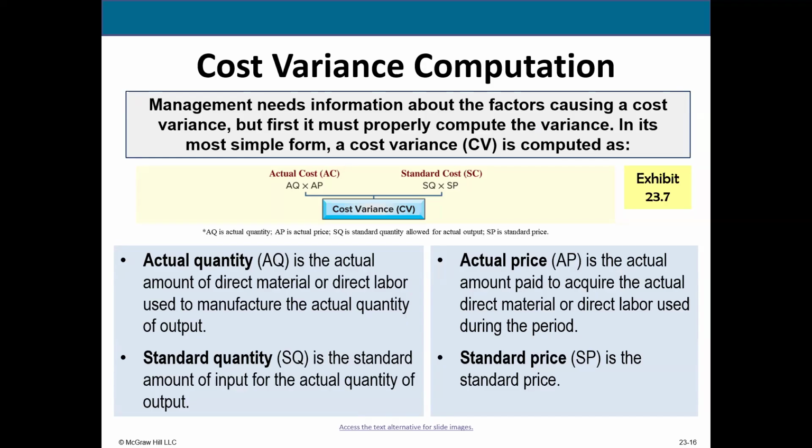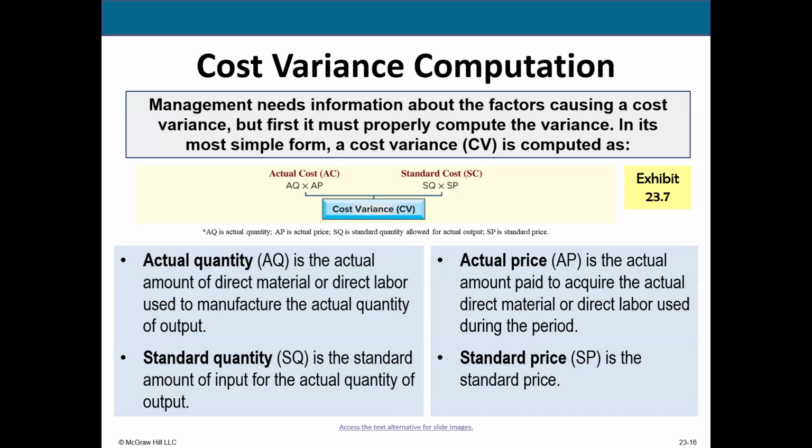So the first thing we do in this process is we compute our actual cost. And that's pretty easy to do. We take the actual quantity, which is the actual quantity of the materials or labor that we've used, times the actual price or the actual rates that were paid. So actual quantity times the actual price. That gives us our actual cost. Makes perfect sense, right?